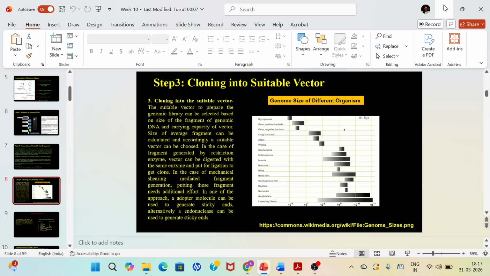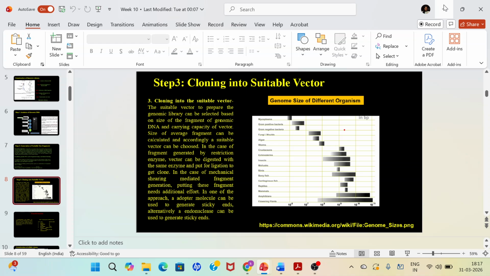Okay. So the suitable vector to prepare the genomic library can be selected based on the size of the fragment of genomic DNA and the carrying capacity of the vector. The size of the average fragment can be calculated, and accordingly a suitable vector can be chosen. In the case of fragments generated by restriction enzyme, the vector can be digested with the same enzyme and put for ligation to get the clone, as I've told you.